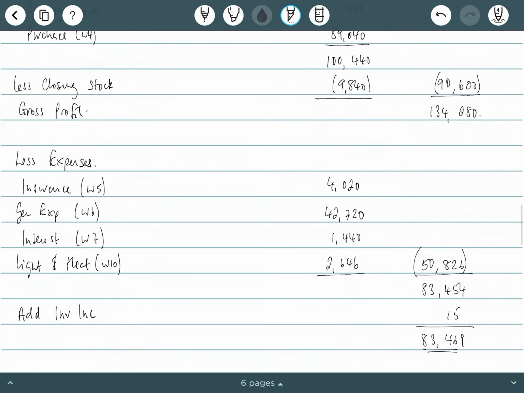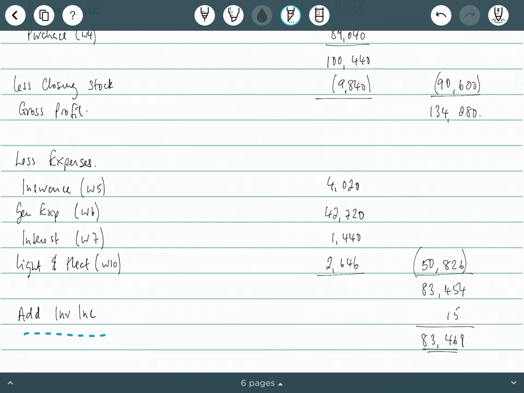Take it away then from your sales and you get 134,280 as a gross profit. Okay, you bring down your expenses, lads. We had insurance, general expenses, interest, and light and heat. Okay, adding those four together, you get €50,826. Okay, we take that off the 134,280 and you get 83,454.